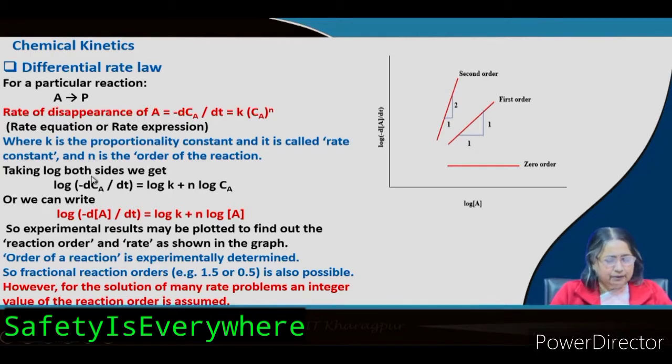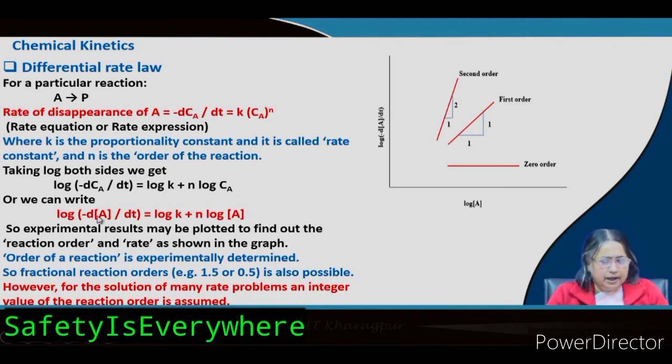Now, here you can see that this is the rate expression, it is called the rate equation or rate expression. Now, if you take the logarithm on both sides, then what you will get? You will get log of dCA by dt is equal to log K plus n log CA. Or otherwise, this concentration term you can write in this way also, as I have just explained.